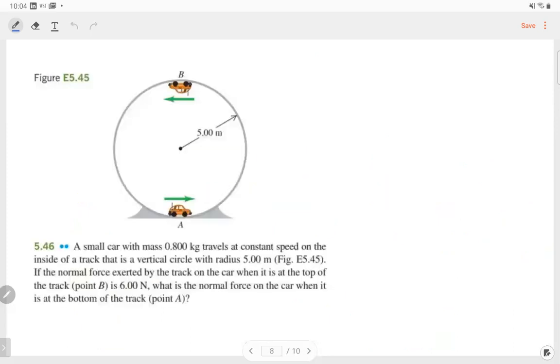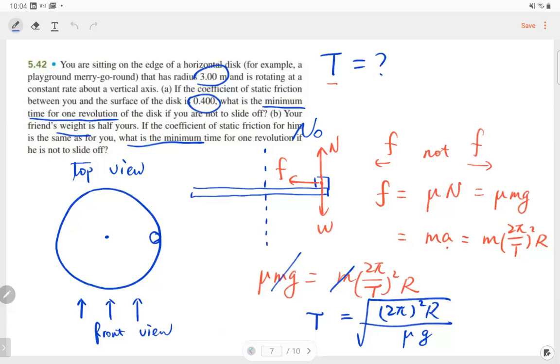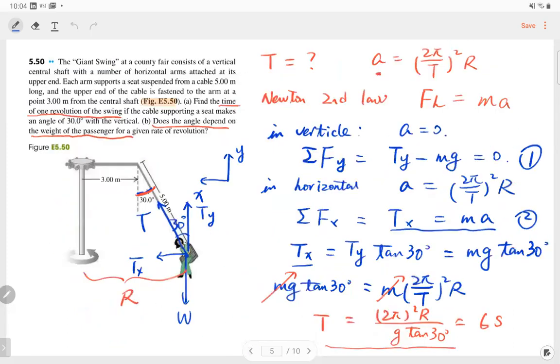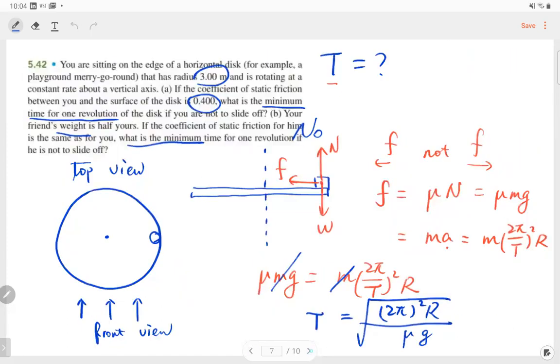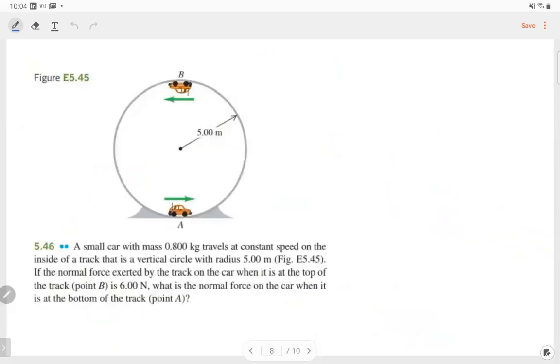Okay, let me move on. This question is circular motion in the vertical direction. Just now we talked about three problems, and the three problems are in horizontal motion, but this one is in the vertical. In the vertical, okay, let's do the free body diagram first. We know the mass of the car, and we know the radius, and at the point B, the top point, we know the normal force.